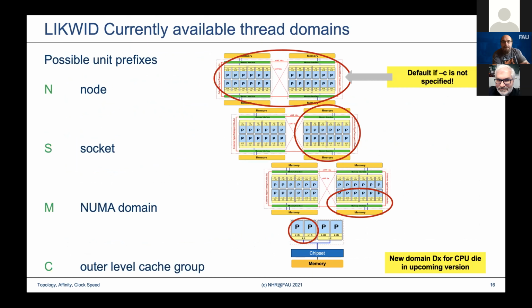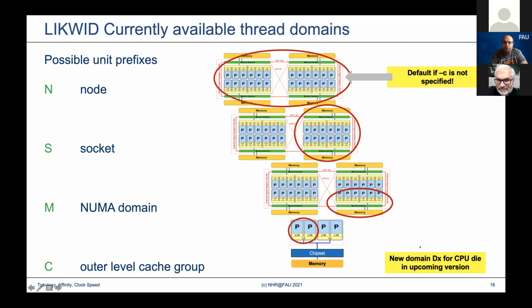Here are some of the thread domains, so basically all except the new one. The node domain consists of all threads that are on a node. For a socket, we have the S prefix. For a memory domain, we have the M prefix. In more recent architectures, sockets can have multiple memory domains, so this allows some separation for that. And with C, we have the outer level cache group. In most cases, it's level 3. On the A64FX, it's level 2.